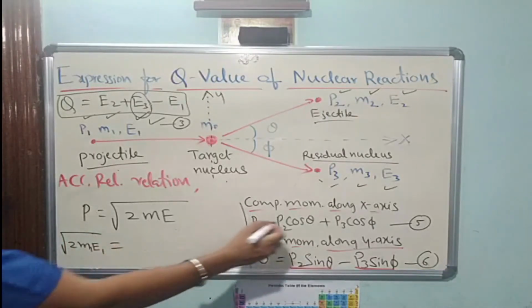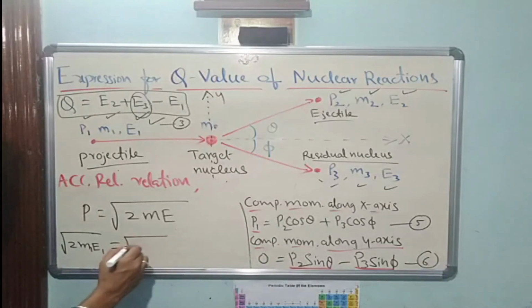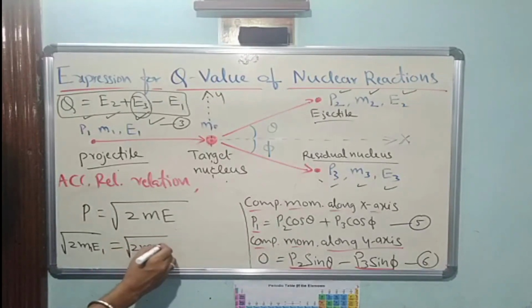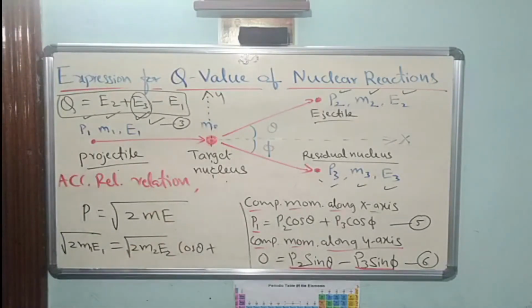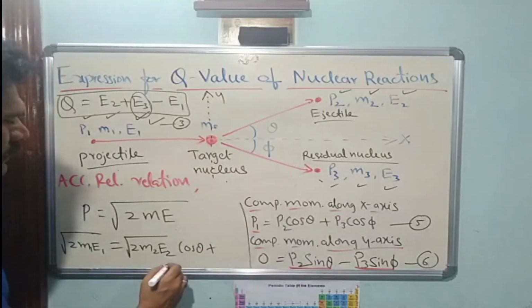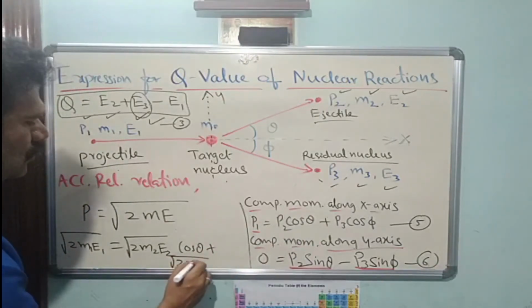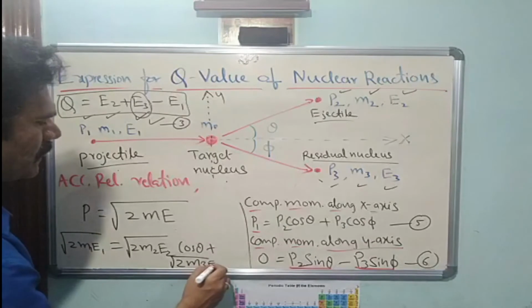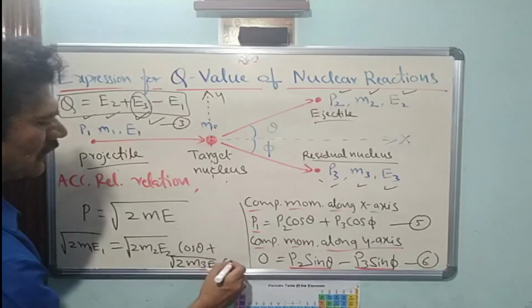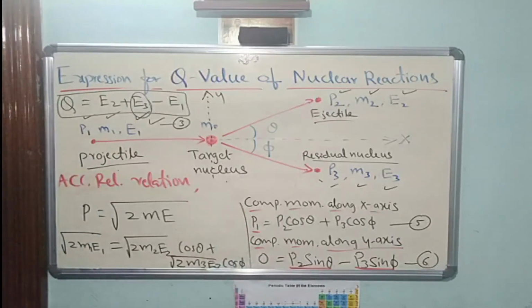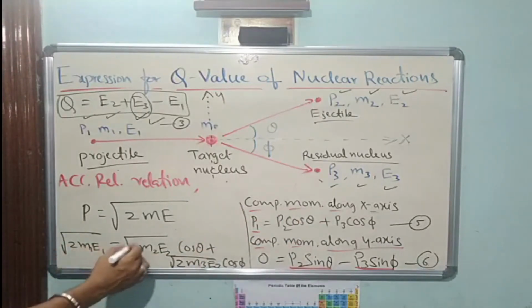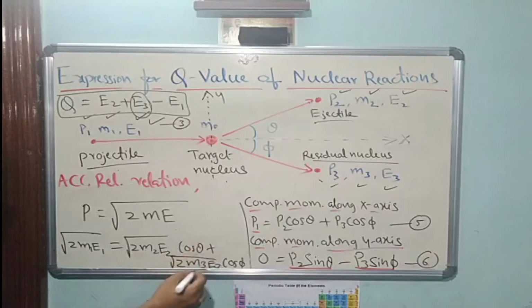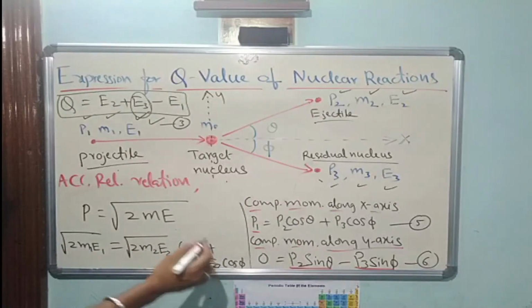P2 is nothing but square root of 2m2 E2 into cos theta, of course. Write down that as it is, plus P3, so that is square root of 2m3 E3 into cos phi. Correct? So like that you can substitute P1, P2, P3 as square root of 2m1 E1, square root of 2m2 E2, and here square root of 2m3 E3.